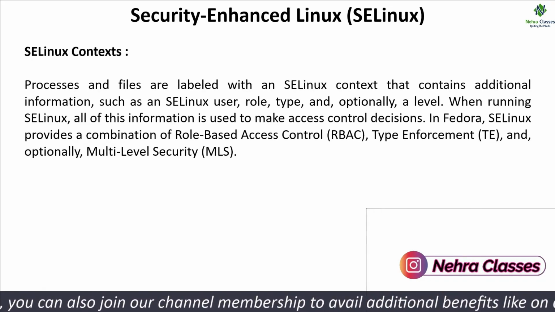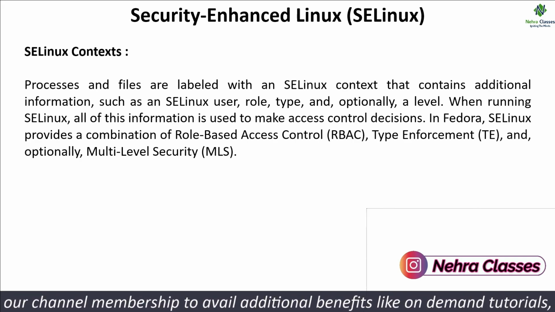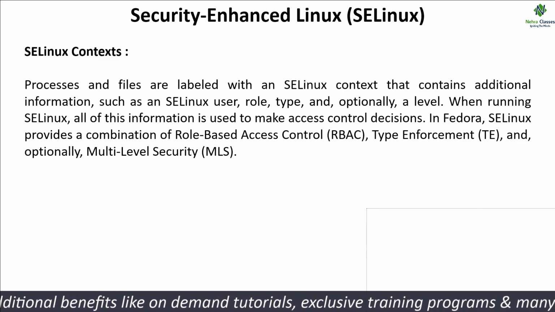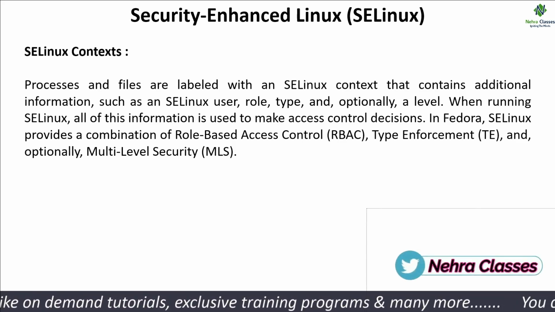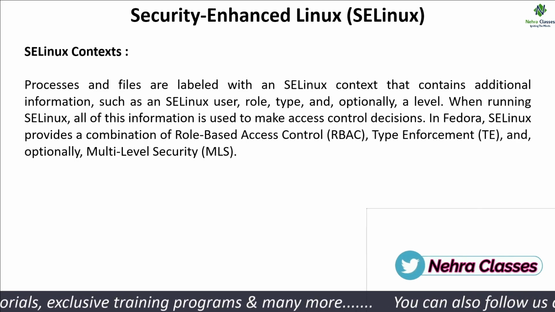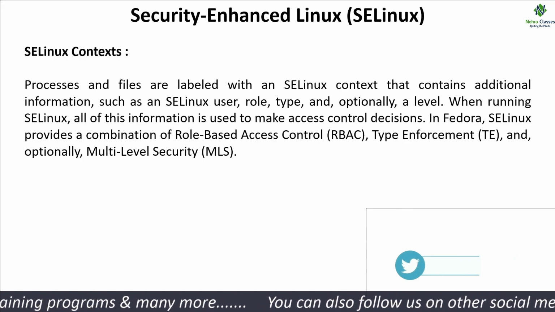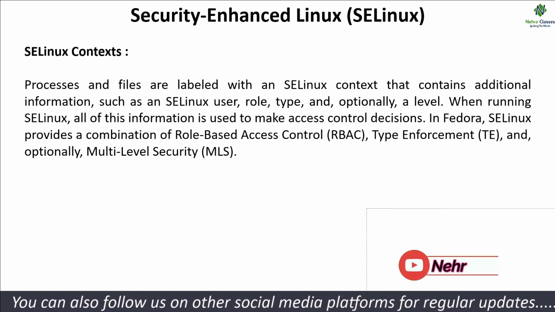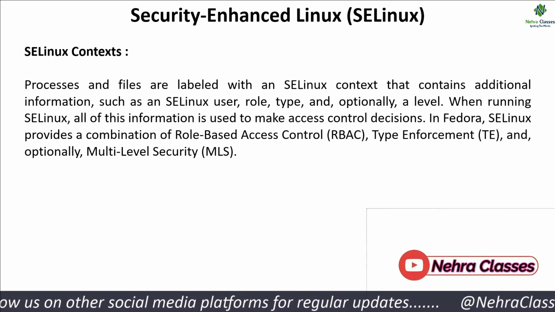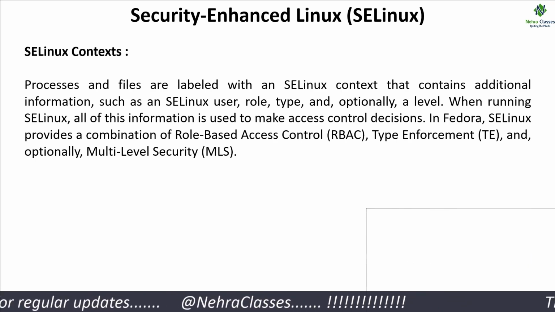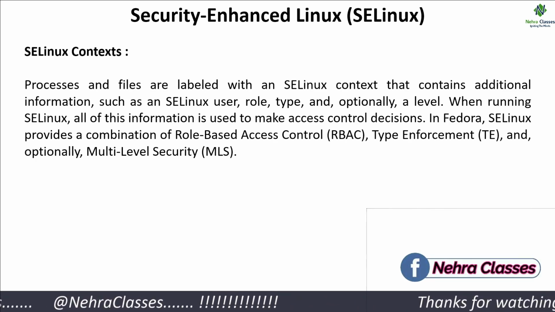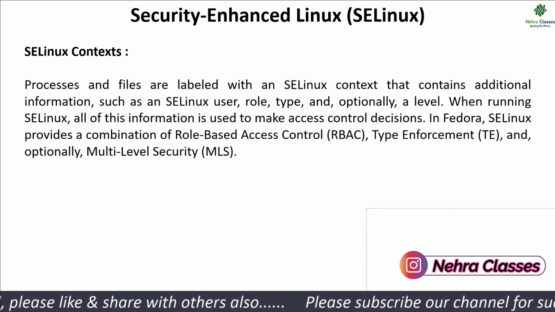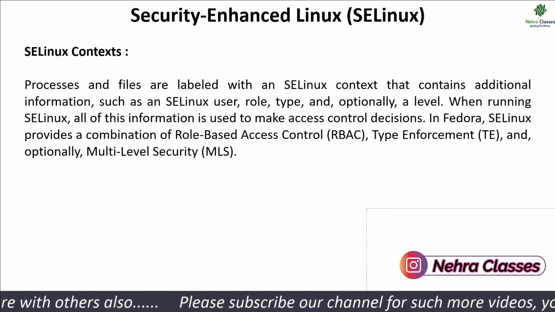As I just showed you, processes and files are labeled with an SELinux context that contains additional information such as SELinux user, role, type, and optionally a level. When running SELinux, all this information is used to make access control decisions, and in Fedora based distributions, SELinux provides a combination of role based access control, called RBAC, type enforcement, called TE, and optionally multi-level security, which we call MLS. We will go into detail on these in the upcoming sessions.